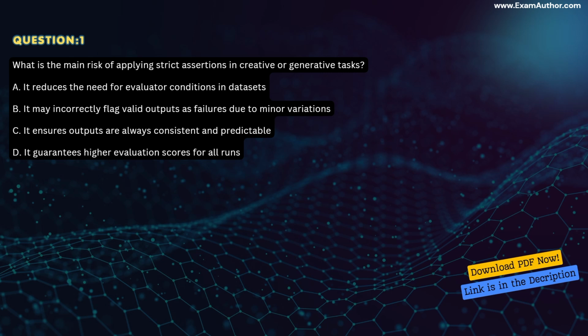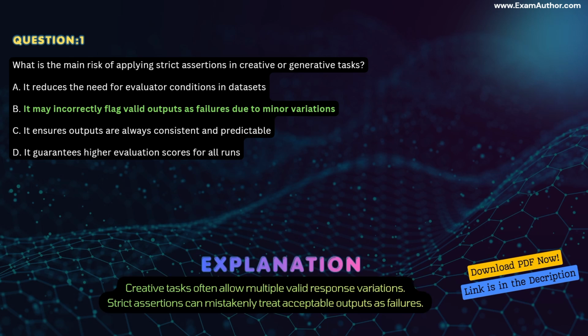Correct answer: B. It may incorrectly flag valid outputs as failures due to minor variations. Explanation: creative tasks often allow multiple valid response variations. Strict assertions can mistakenly treat acceptable outputs as failures.